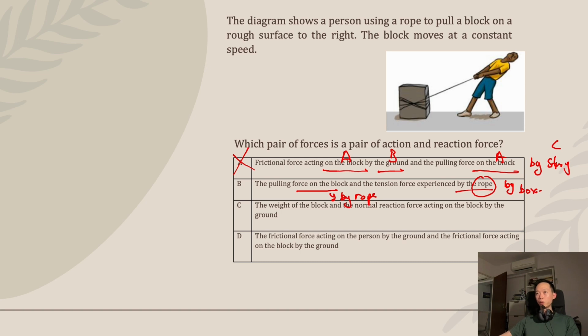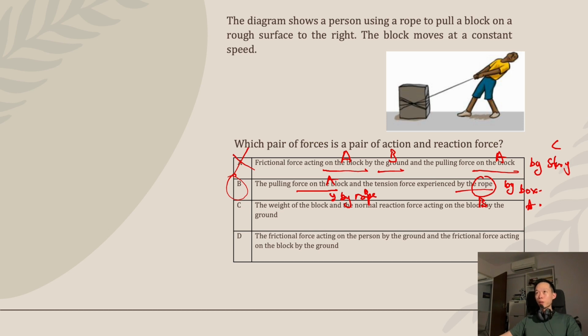So B looks very promising, right? Because this is A on B, and B on A. A exerts on B, B exerts on A. So let's keep B, and just for the sake of checking, let's have a look at C and D as well.